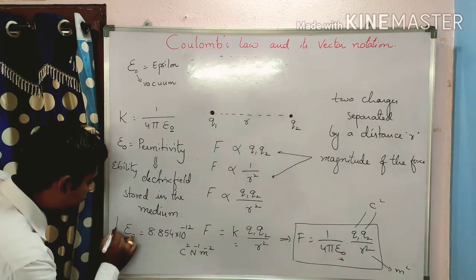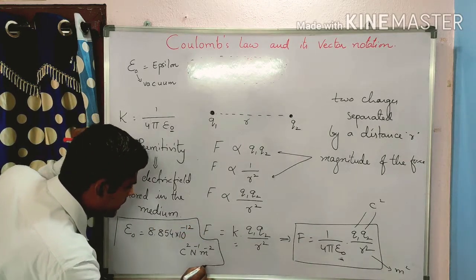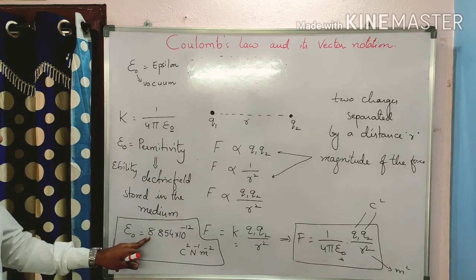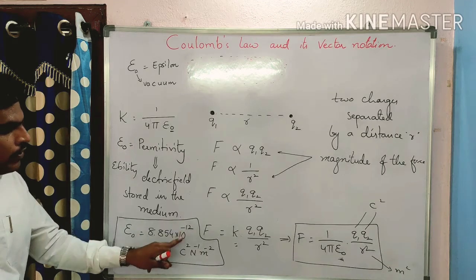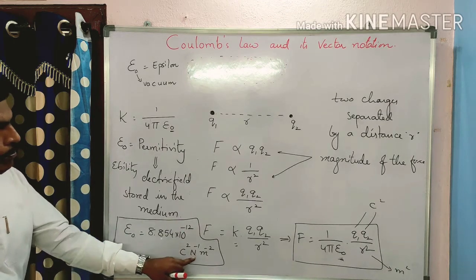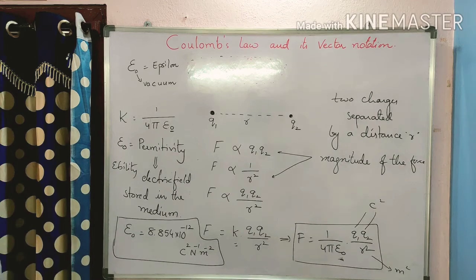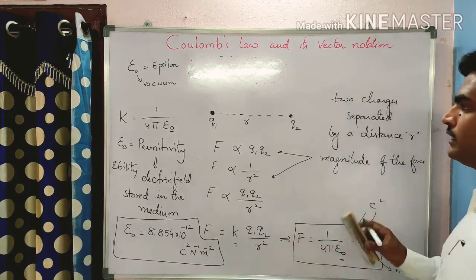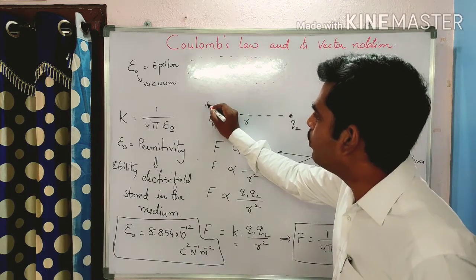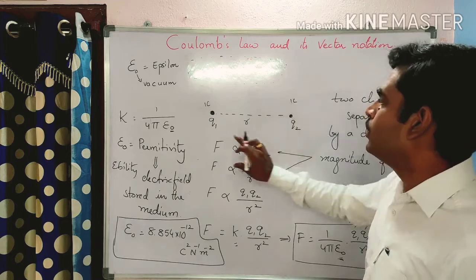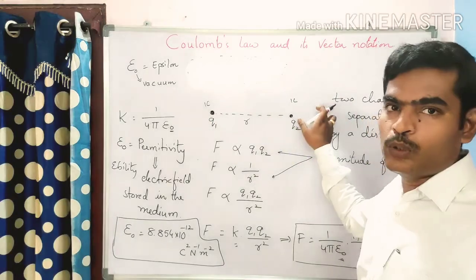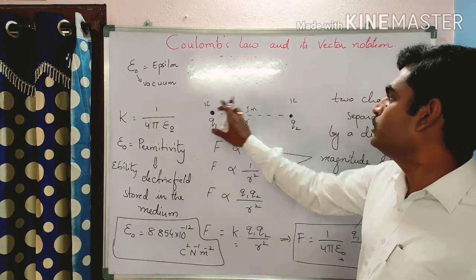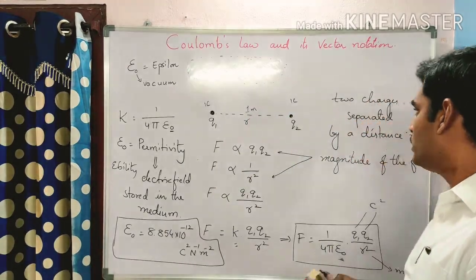This is the permittivity of the free space or permittivity of the vacuum. Epsilon naught can be written as 8.854 into 10 to the power of minus 12 coulomb square per Newton per meter square. Okay, for example, if the charges are unit charges, I am taking this charge as 1 coulomb and this charge as 1 coulomb. Two charges are separated by a distance of 1 meter.